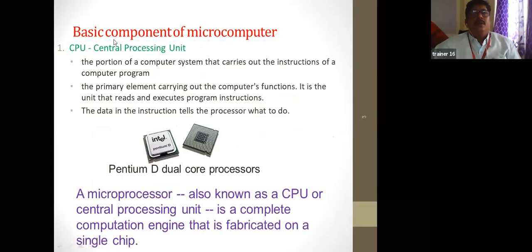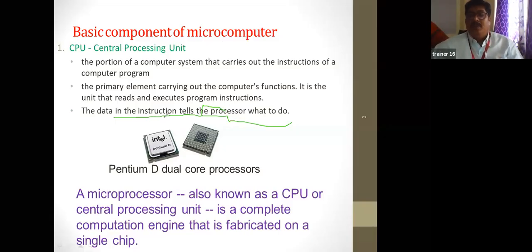And see here, basic components of a microcomputer. So these are the basic components, right? Yesterday we discussed the CPU, that is the central processing unit, the major component of the microcomputer. Here the data and the instruction tell the processor what to do, which way it will function.